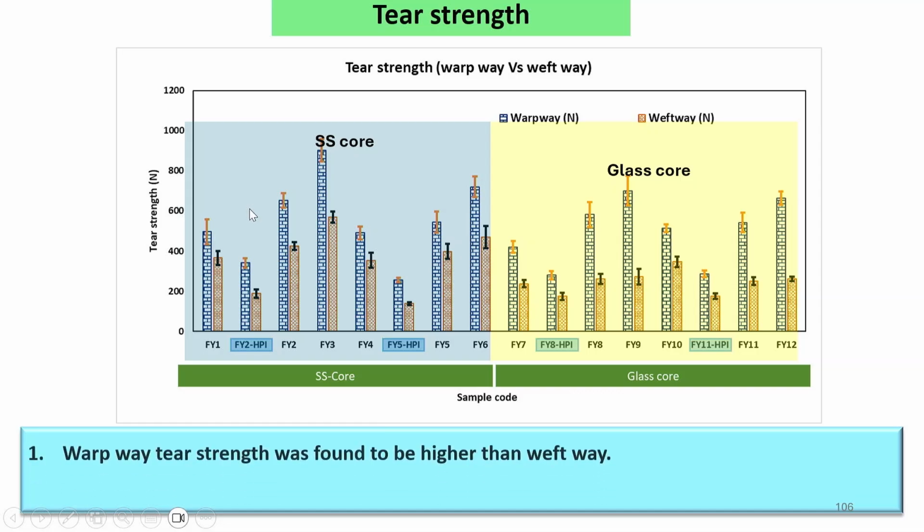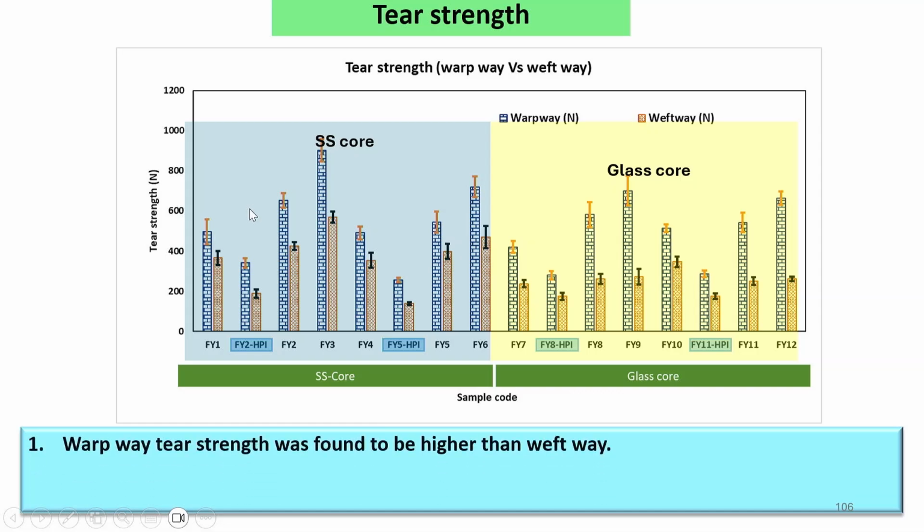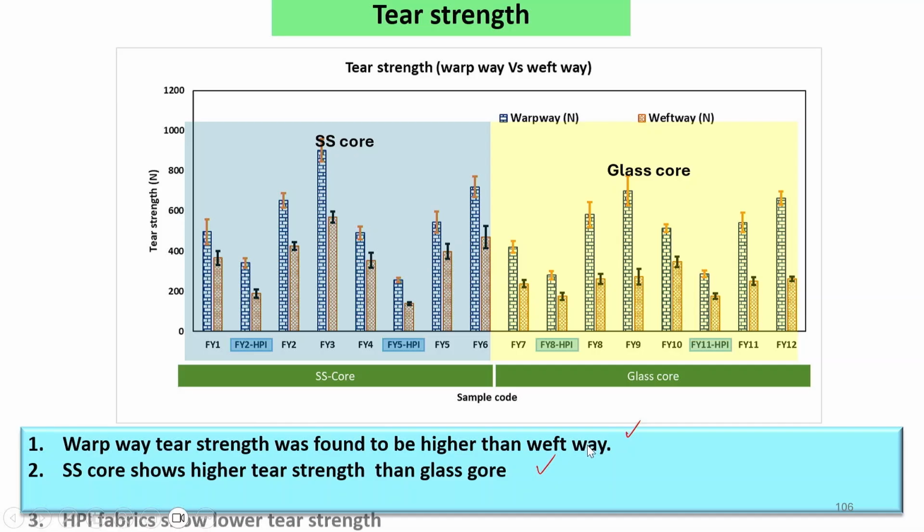Tear strength. So, warp wise tear strength was found to be higher than weft wise tear strength. SS core shows higher tear strength than glass core, and HPI fabrics show lower tear strength. A similar trend was observed earlier also.